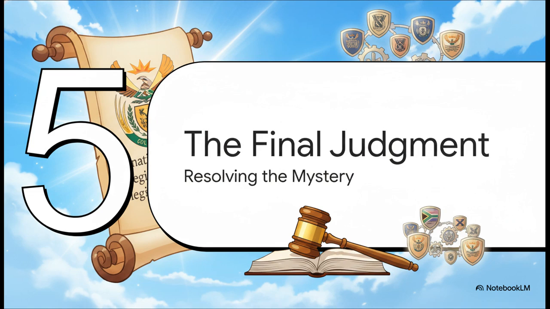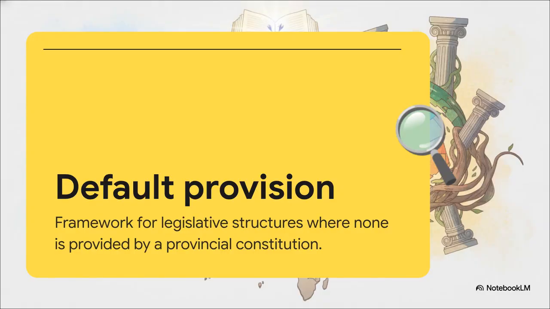Which takes us to Section 5, the final judgment, resolving the legal mystery. With the counter-arguments thoroughly debunked, Justice Goro and the unanimous court had to solve the core puzzle of the clashing laws. The judge introduced a brilliant metaphorical framework to solve this. She explained that the national laws regarding seat formulas aren't unyielding commands for everyone. Instead, they're simply default provisions.